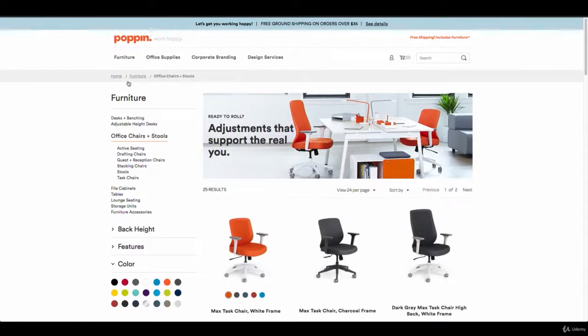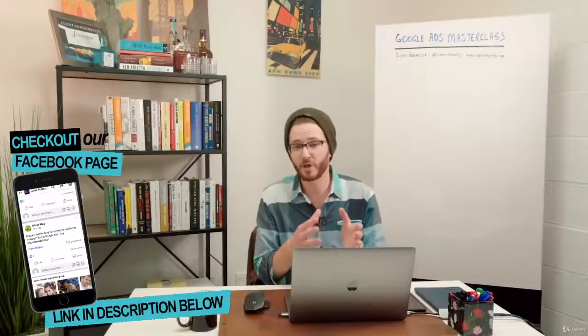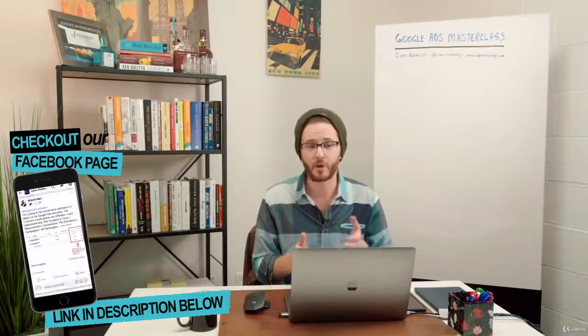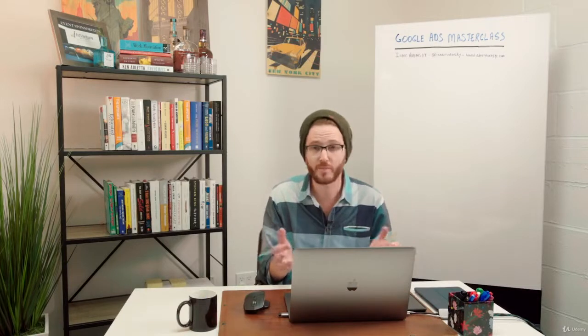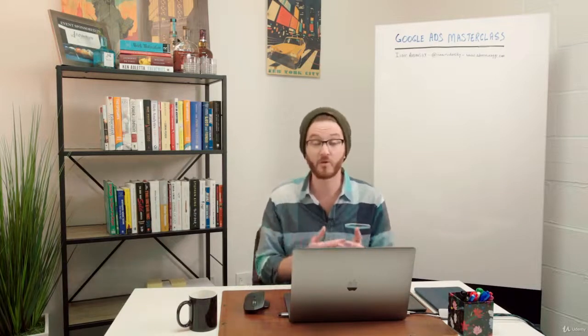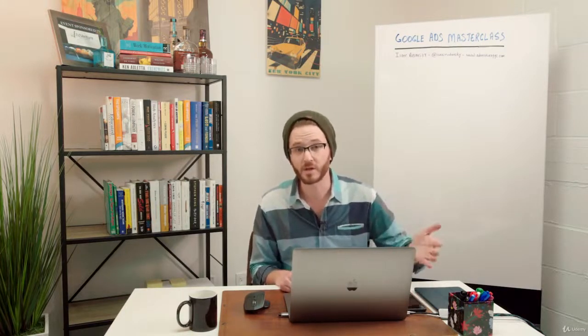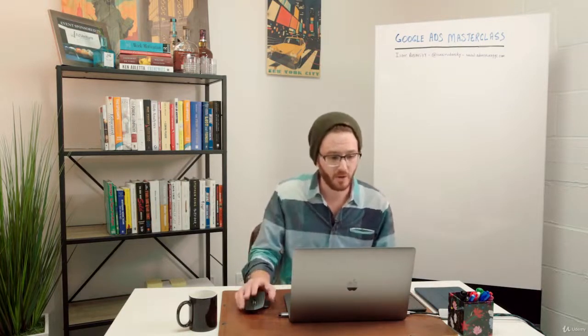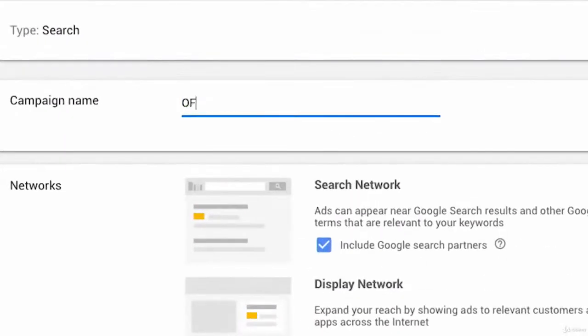There's no exact rule. You want to basically have a fine balance between bringing them to the right area of your site, but also allowing them to then have a menu of things to choose from and to go find the information they're looking for on their own. It's a really, really important concept. Not only will it not hurt your conversion rate, it will actually increase your conversion rate. So it's important to think about. So going back into AdWords, we're going to name our campaign simply office chairs.